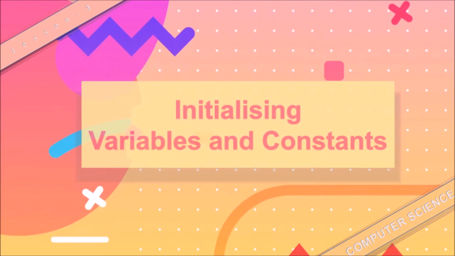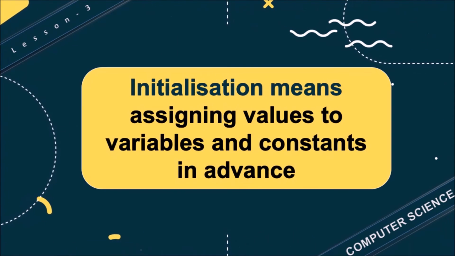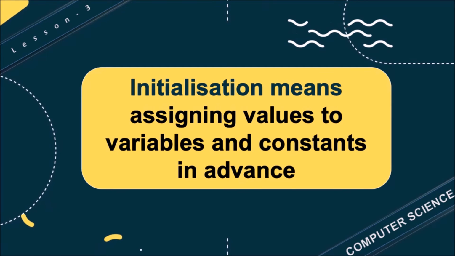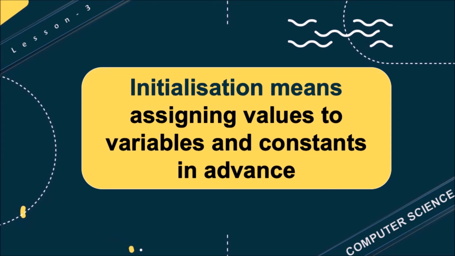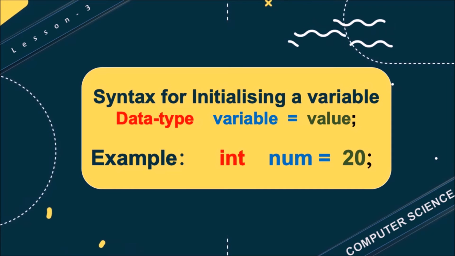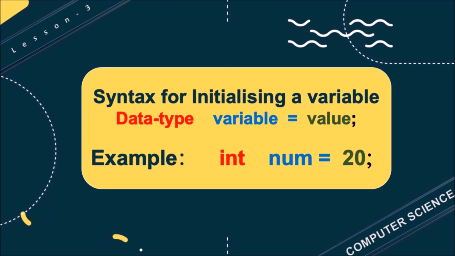After declaration, we need to initialize the variables and constants. Initialization means assigning values to variables and constants in advance. The values of variables can be changed later on in the program. So as we can see, in order to initialize a variable, we use the assignment operator, that is equal to symbol. So we mention the data type, the variable equals to value. Example, int num equals to 20. So here num is a variable and its value is 20.